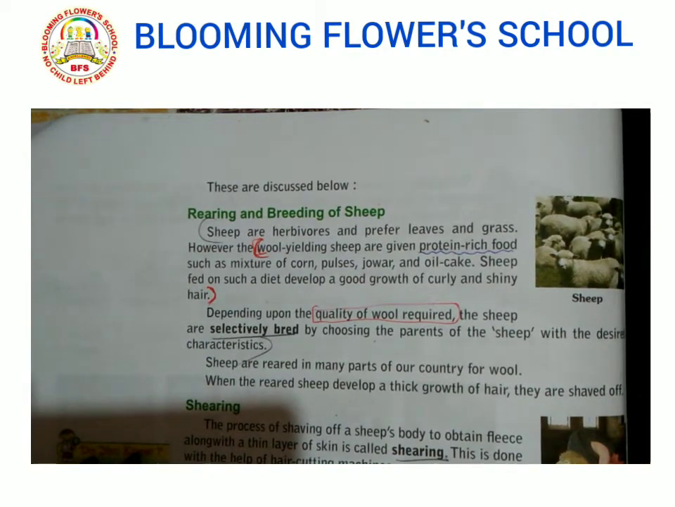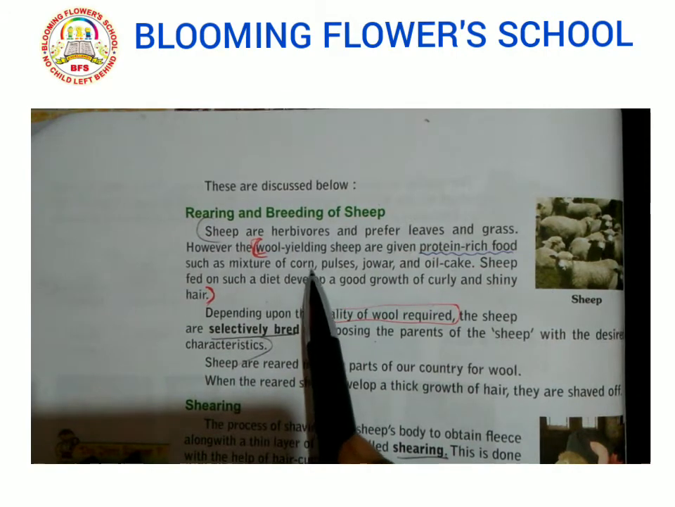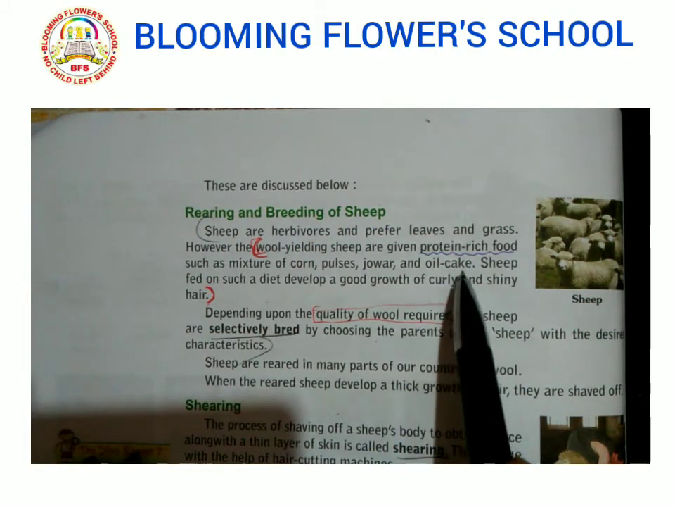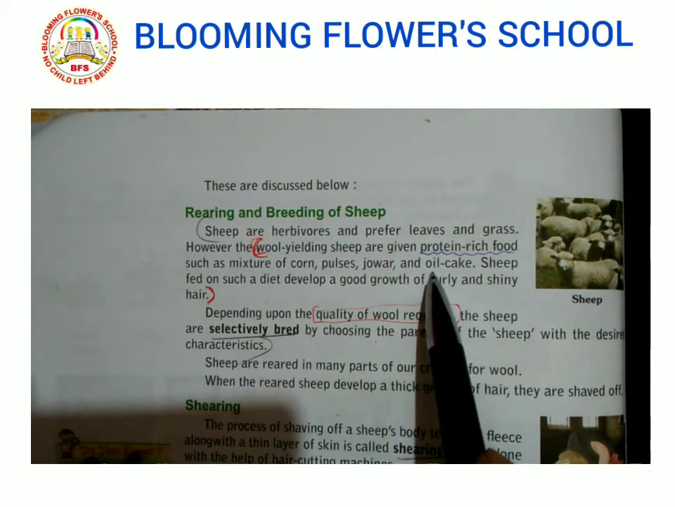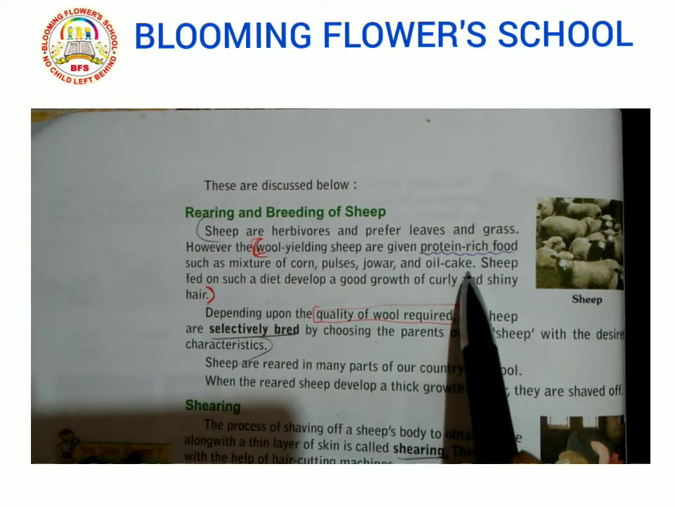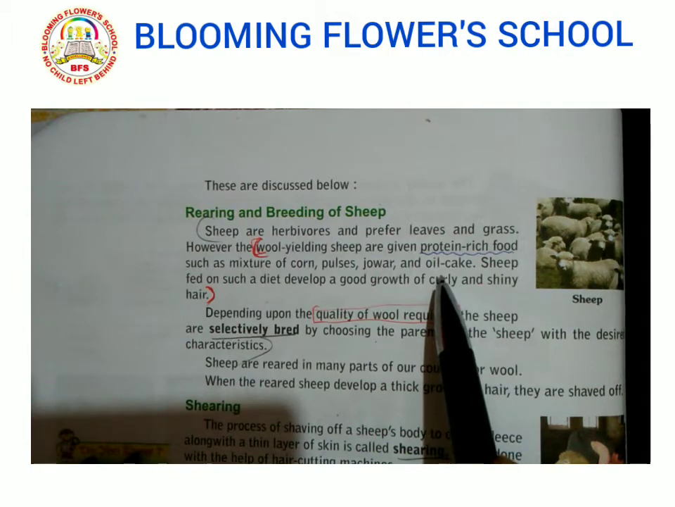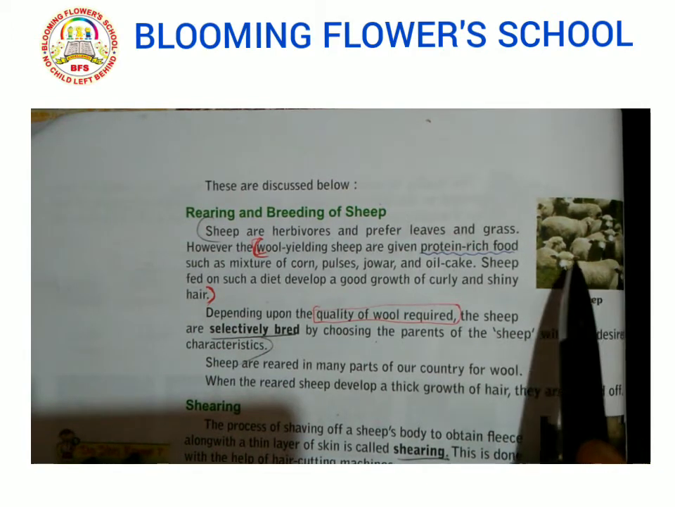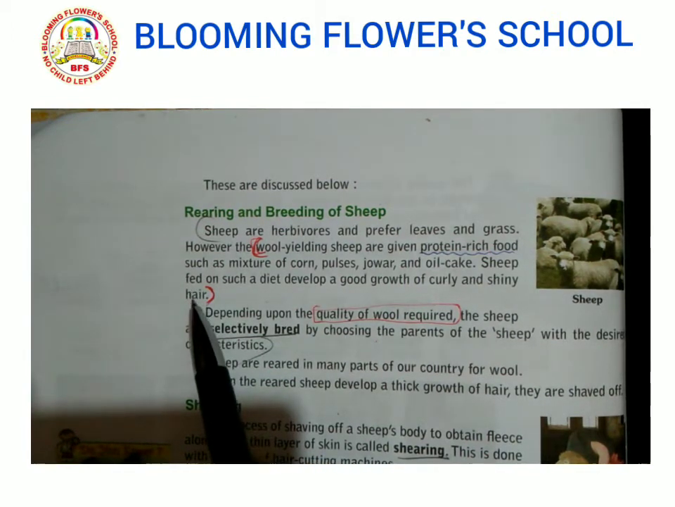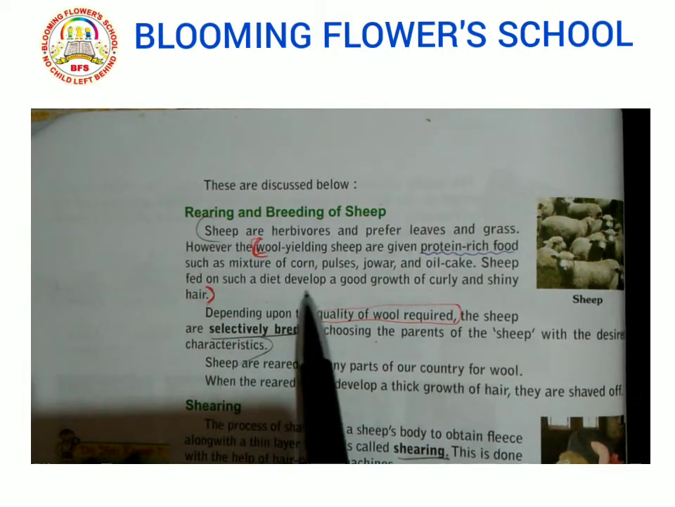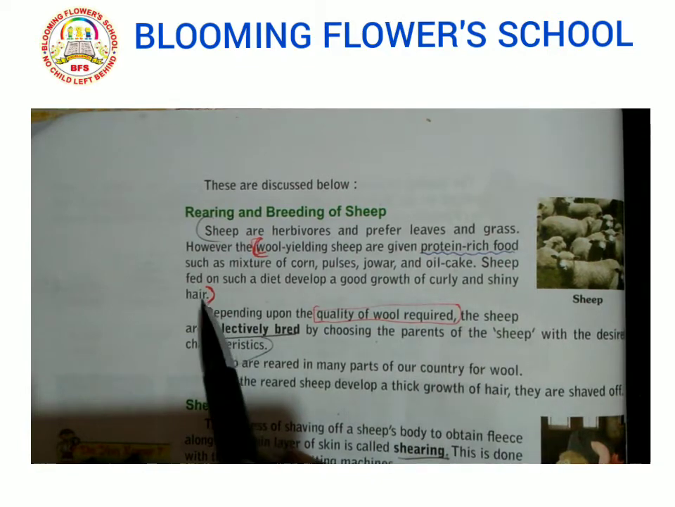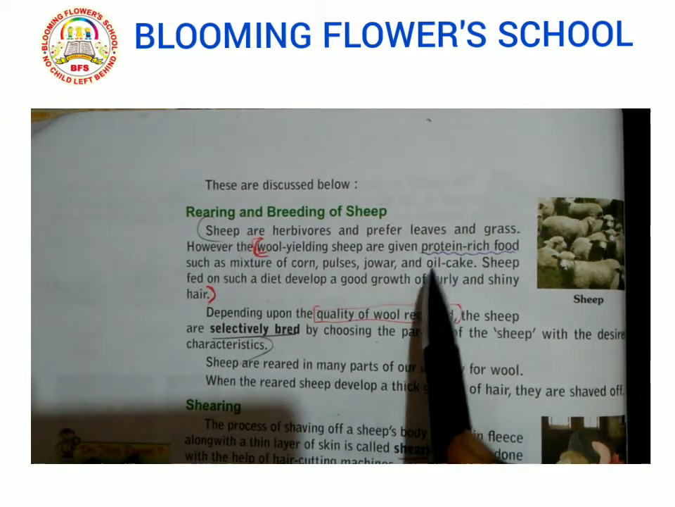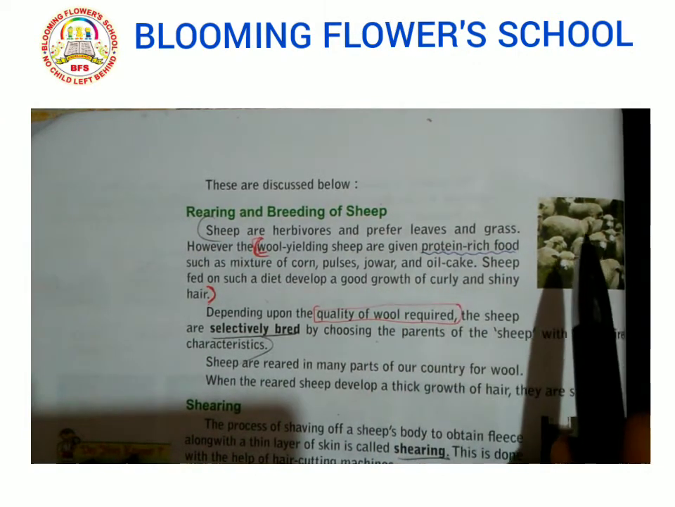Who is giving you more protein? Such mixture like your corn, pulses, jowar and oil cake. What is your oil cake here? All the seeds which are rich in oils, we extract the oil from them, and whatever left out material is there, that will be made into cakes and fed to the respective wool yielding animals. We'll give that diet to the animal, and it will grow curly and shiny hair, because that food is rich in which component? Protein. So it will grow good healthy quality of wool.